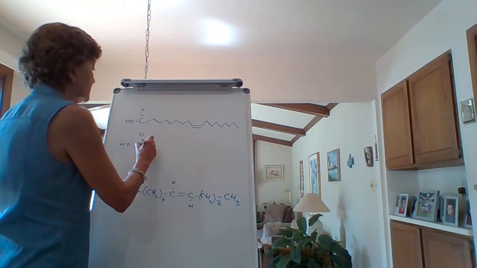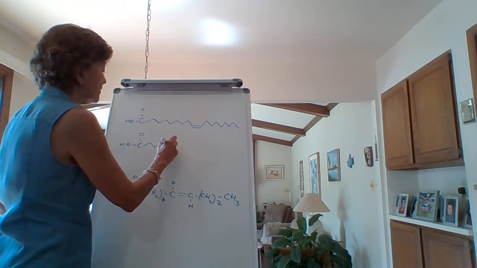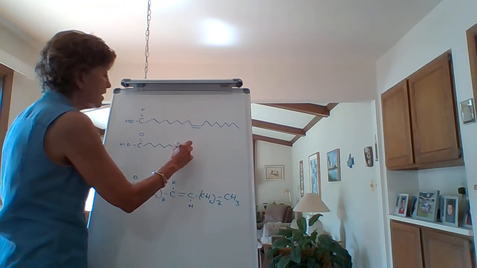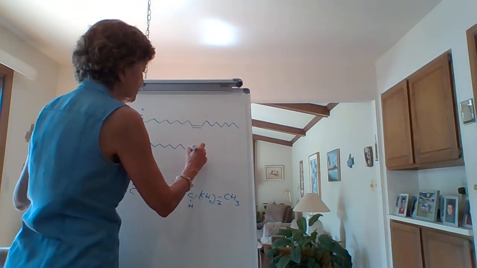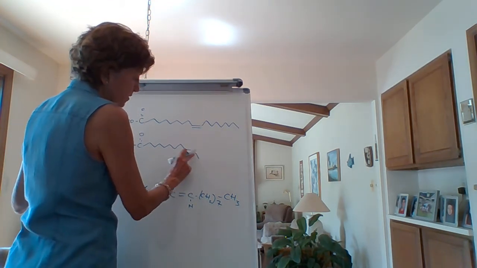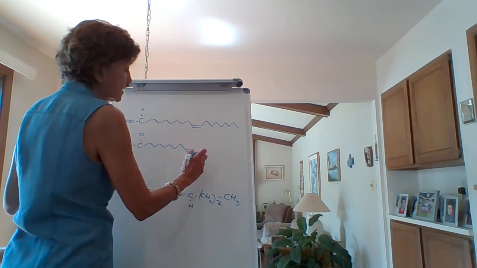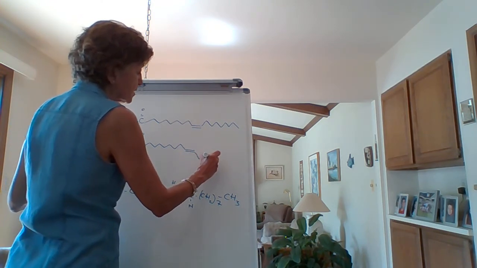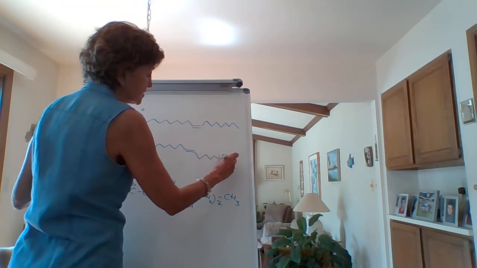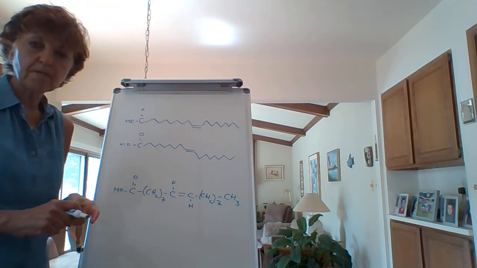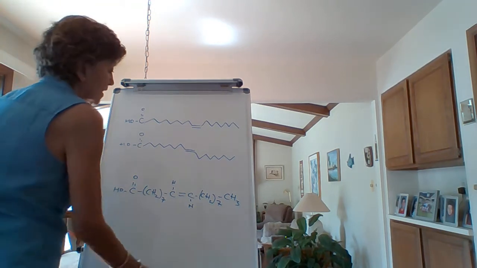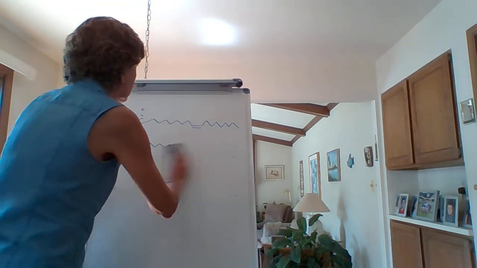If I was going to do this as elaidic, it'd be 1, 2, 3, 4, 5, 6, 7, 8, 9, double bond, and then bring it down here because they're opposite. So this becomes 9, 10, 11, 12, 13, 14, 15, 16, 17, 18. Okay? Good. Those are the monounsaturated fatty acids.